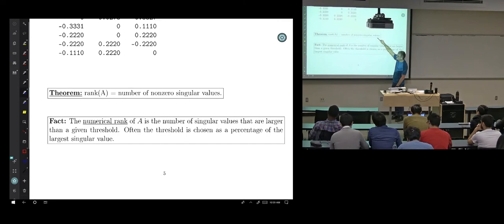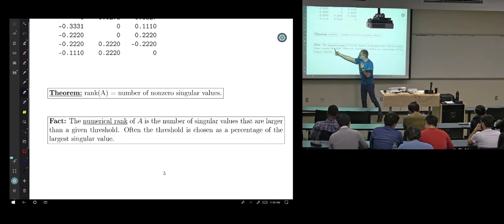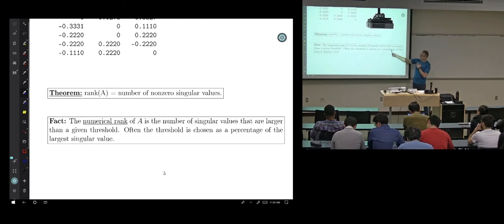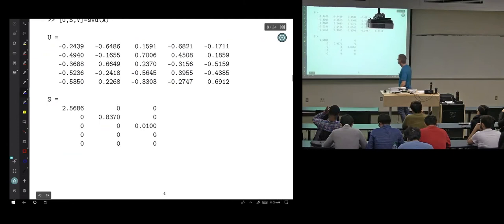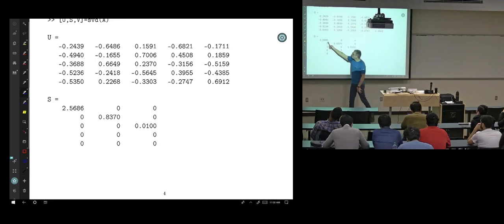And then we define the numerical rank of A as, and this depends on us to decide the given threshold, but we usually do it as a percentage of the largest singular value. So maybe after 1% of the largest singular value, we just stop and say those are zero. And so once again, if you're doing 1% of this, then 0.2, so this is definitely 0, okay? If you want to do 0.1%, this should be 0.02, okay? It's still zero.